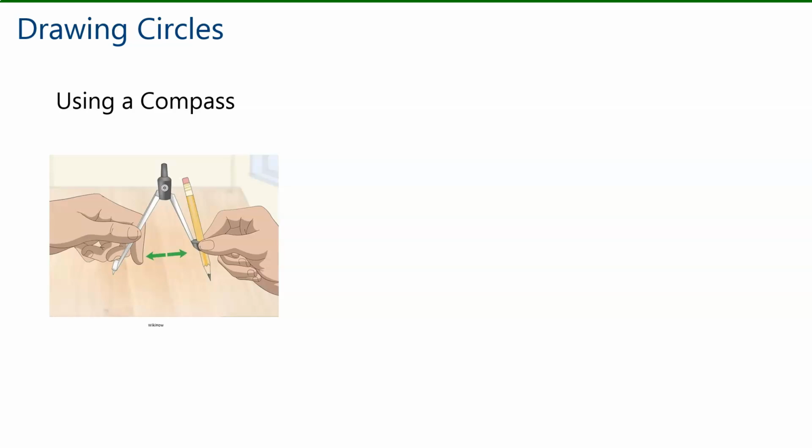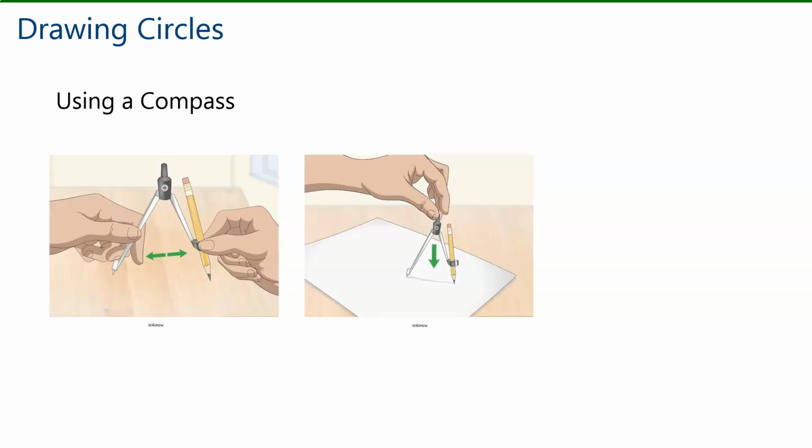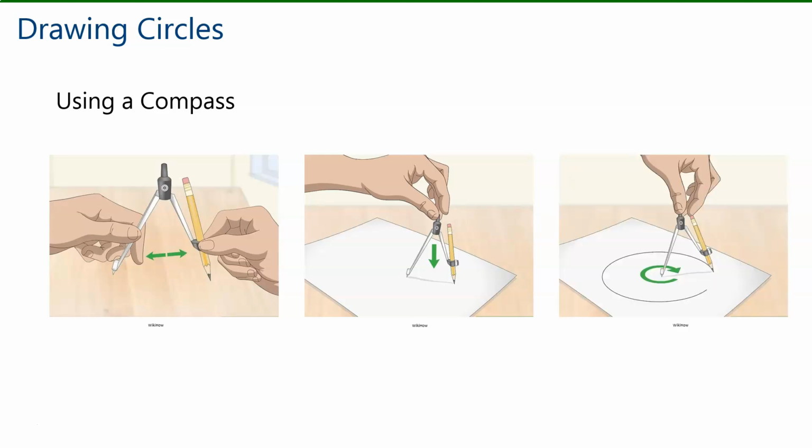Now let's look at some ways in which we can draw circles. One of those being a compass. So you can just open and close the two arms of a compass to whatever width you want your circle to be. Then you can mark a point on your paper to represent the center of your circle, and then place the pointy end of the compass on that point. Then holding the top of the compass, you can just twist it around, creating a circle.